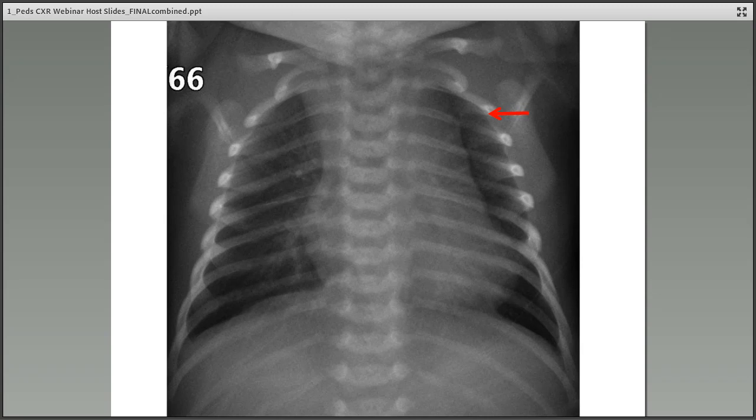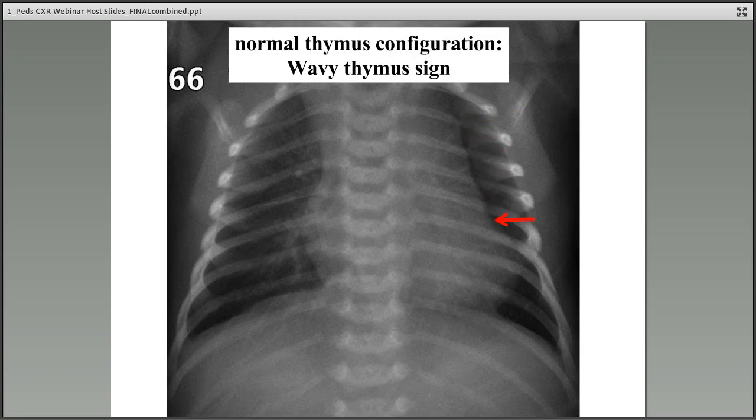The lateral border of the thymus can also have an undulating appearance, as seen on this animation. This is known as the wavy thymus sign, and the wavy lateral border is created by the impression by the reflection of the anterior ribs.